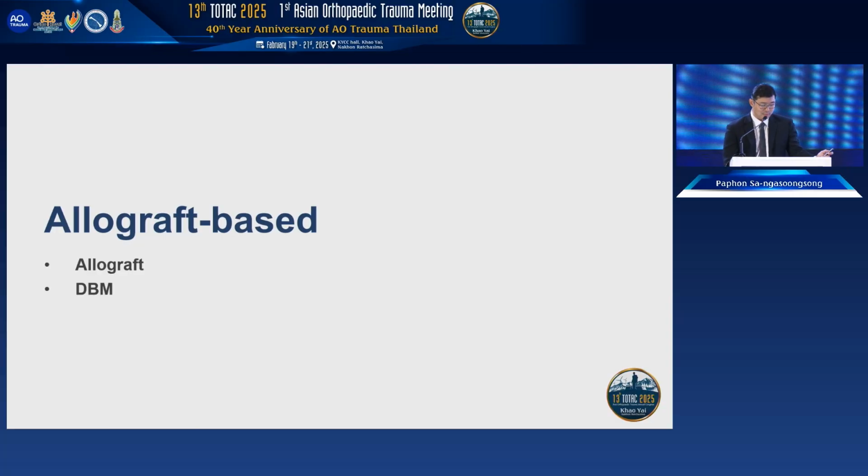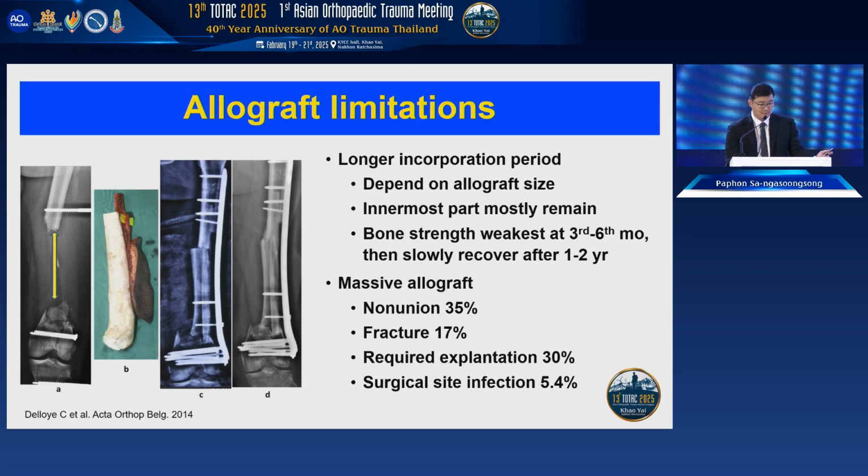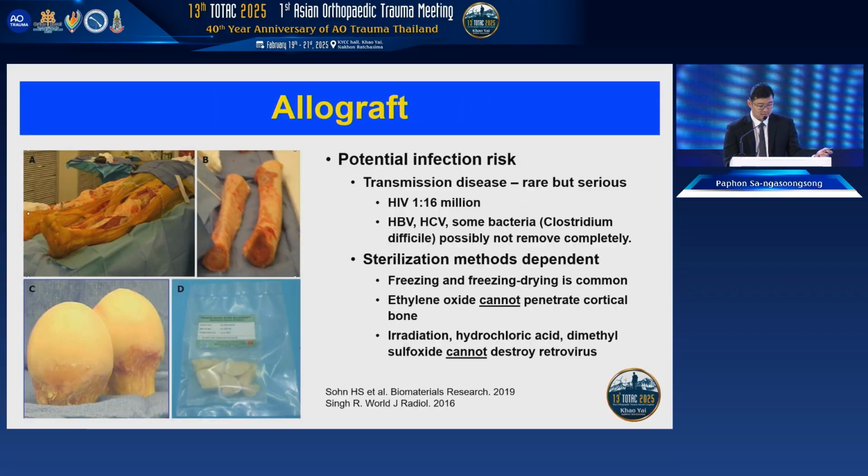First, about the allograft. If you consider using an allograft for a big site, there is the problem of a longer incorporation period, and the inner part of the allograft may not heal. Bone strength will be weakened at 6 months, and then come back to more strength at 1 or 2 years. When we use a massive allograft, there is a risk of complications, such as non-union, fracture, or surgical site infection.